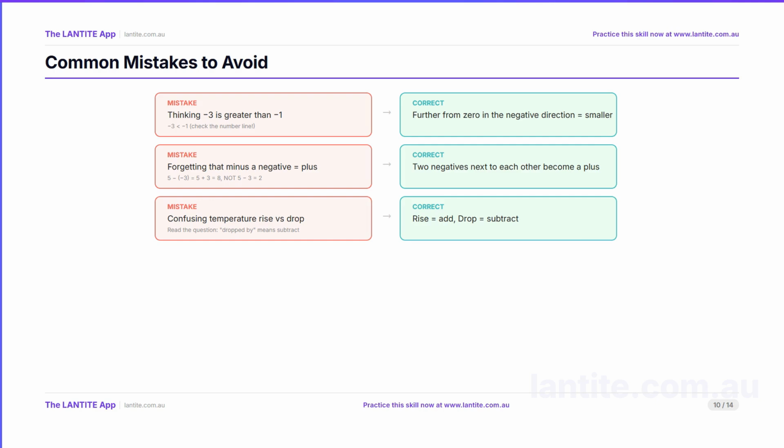Let's look at 3 common mistakes. First, thinking -3 is bigger than -1. Remember, on a number line, further left means smaller, so -3 is less than -1. Second, forgetting that subtracting a negative is the same as adding. When finding the difference between 5 and -3, you must do 5 minus -3, which is 5 plus 3, equaling 8, not 5 minus 3. Third, confusing the direction of a temperature change. A drop means subtract. A rise means add. Read the question carefully to identify which direction the change goes.